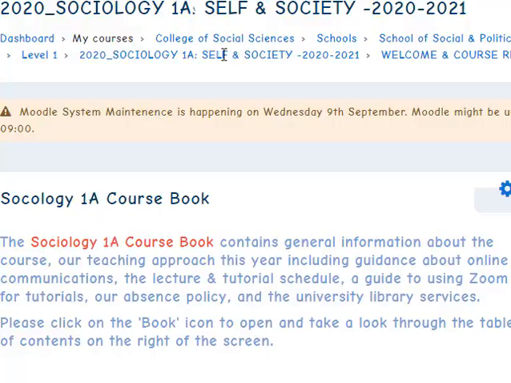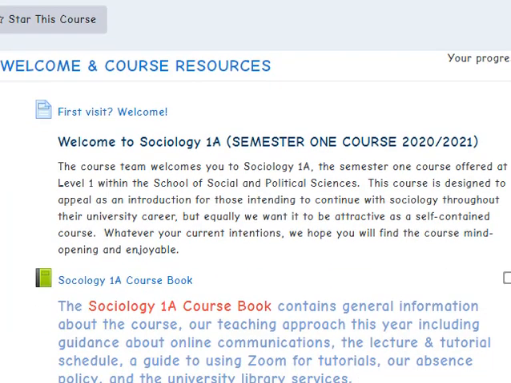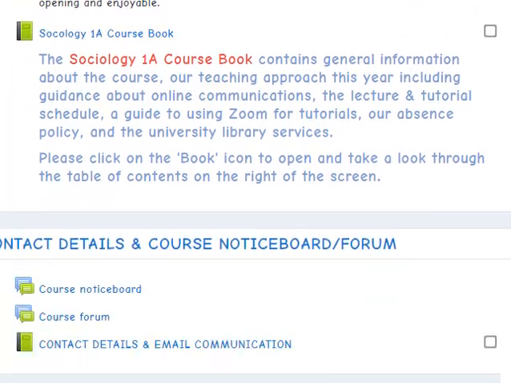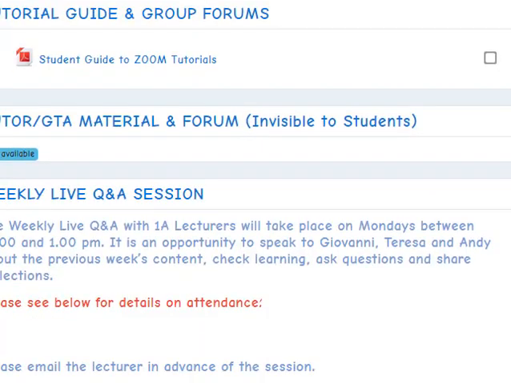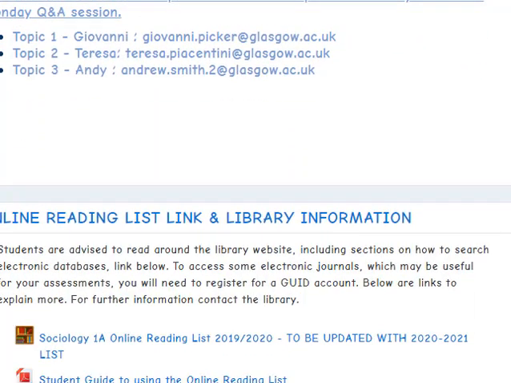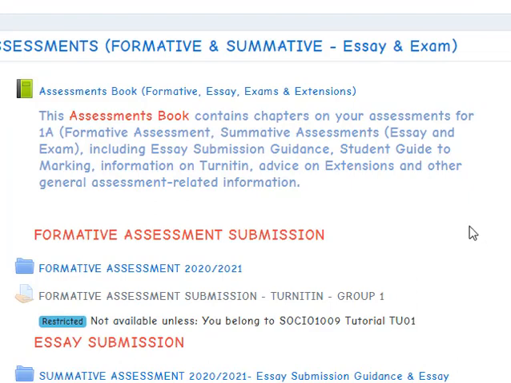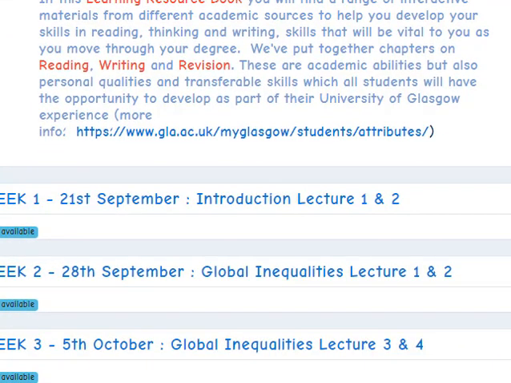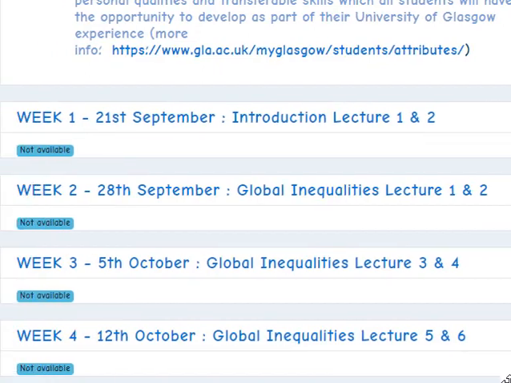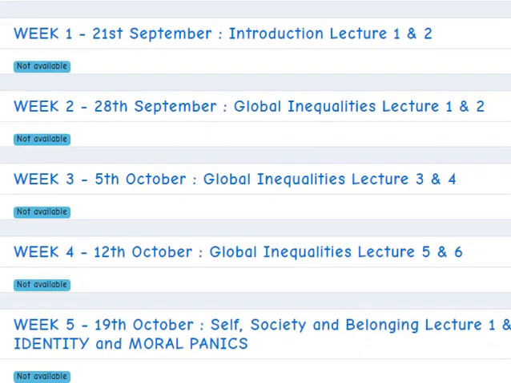And then what we have more generally is information about the course, contact details, the tutorial guides, weekly live Q&A session, the online reading list, information about assessments, really important, so please take some time to go through this book, and submission. A learning resource zone that has been put together which gives you guidance on reading and writing and essay writing and exam revision, so please take some time to look through this. And then you can see here that the material is still to be added, but we break down each weekly input.